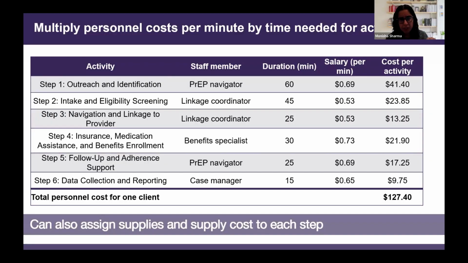And at these different steps, you can also assign supplies and supply costs. So you could say with outreach and identification, you're handing out brochures and giving away incentives, and you can estimate the cost of that. In intake and eligibility screening, you have to do an HIV test and you need gloves and a test kit. So you can assign supplies to this, and then you can assign costs to those supplies.